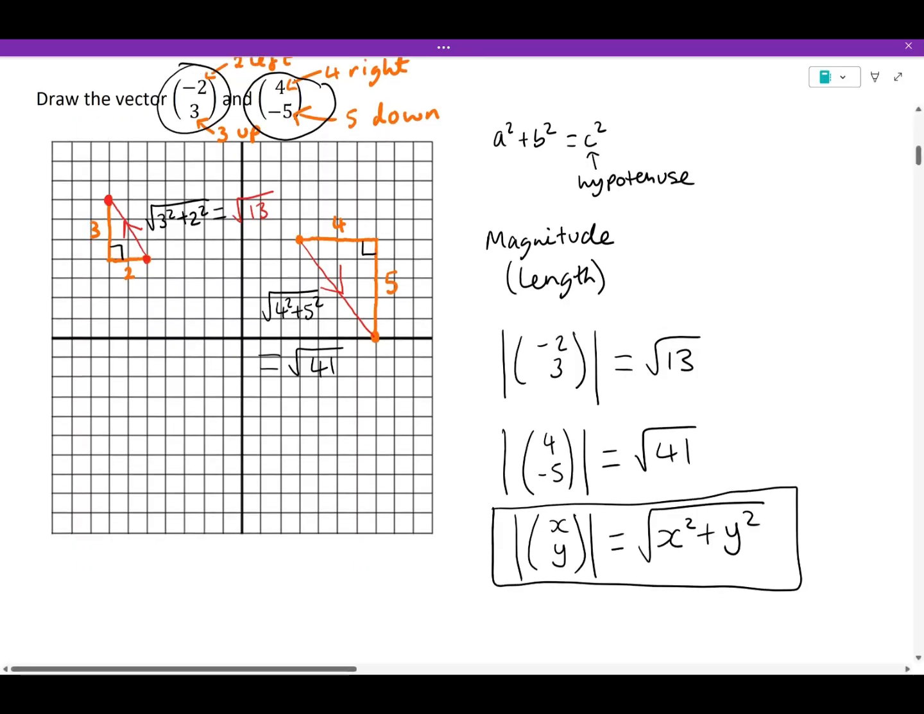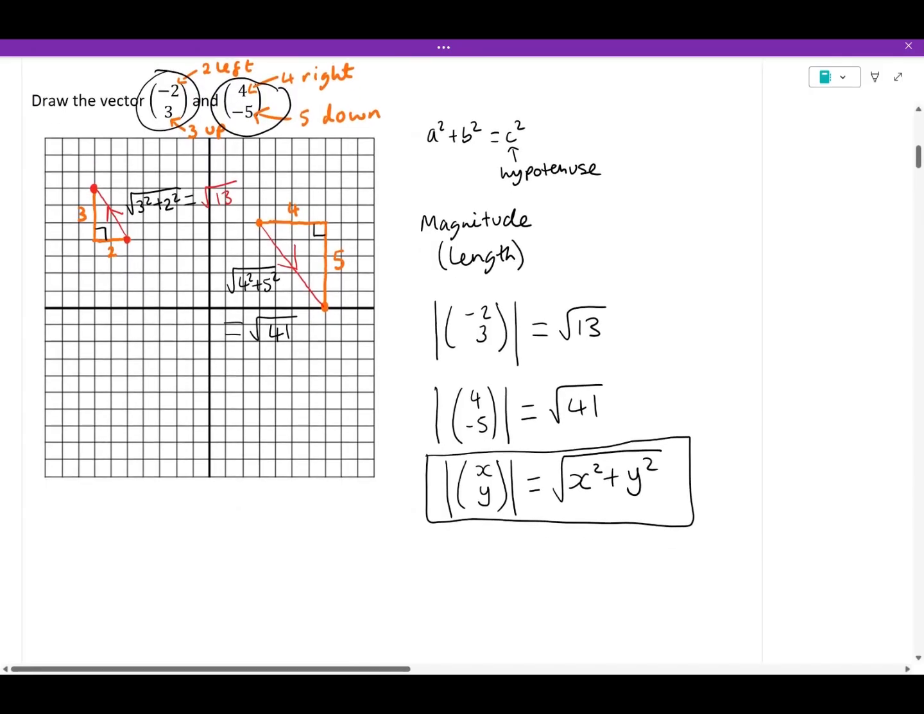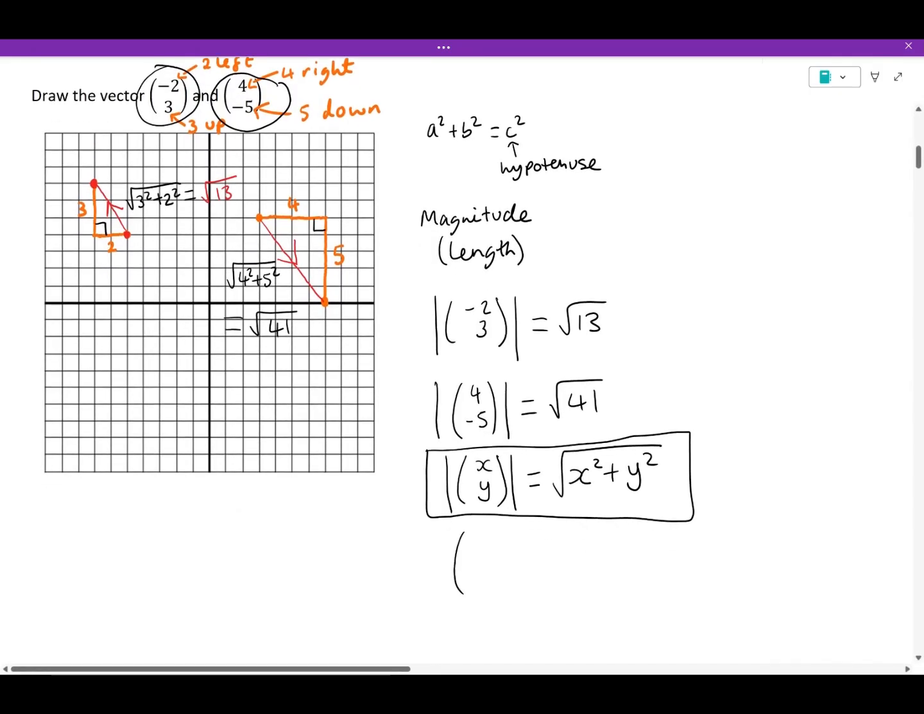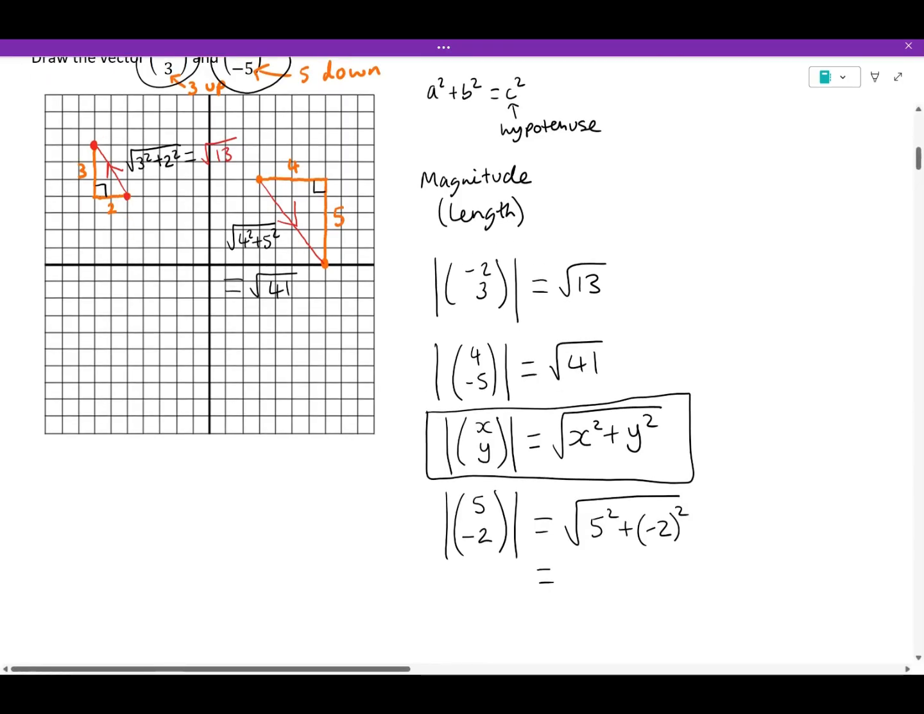So for example, what I could do is if I was to write out a different vector down here, I might write 5, negative 2. And let's say I need to calculate its magnitude. I'd put the magnitude symbols on, and then I'd write equals, and it will be the square root of 5 squared plus, because the negative 2 is negative, we're going to put it in brackets for correct notation, and then we're going to square it. Okay, and then 5 squared is 25, negative 2 squared is positive 4, so we end up with 29 under our square root.